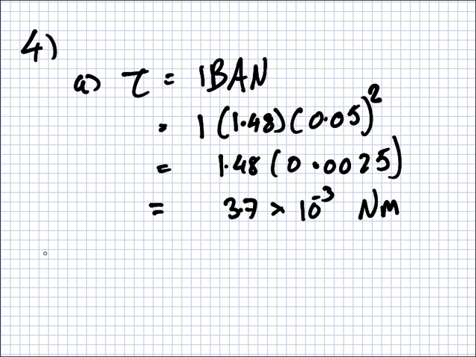Okay, B. The student wishes to increase the torque, therefore they increase the number of windings from 1 to 10. What's the torque now? So the torque will be 10 times bigger because the N is 10 in the formula. So that's 10 to the minus 2 now.